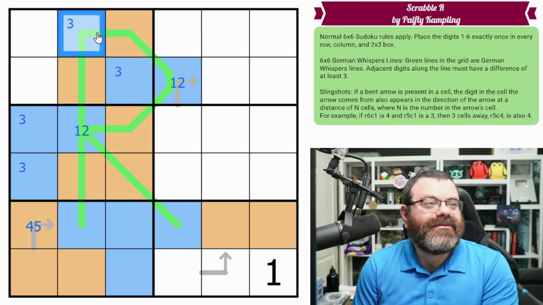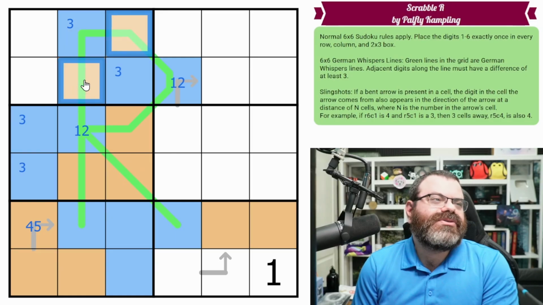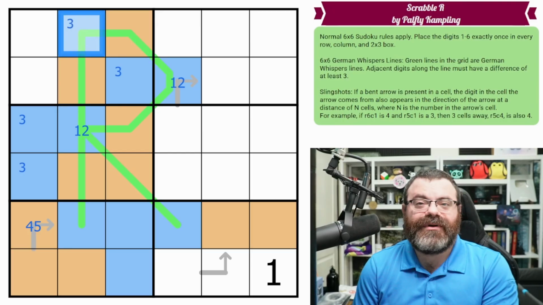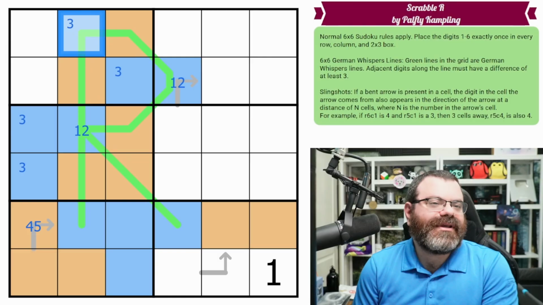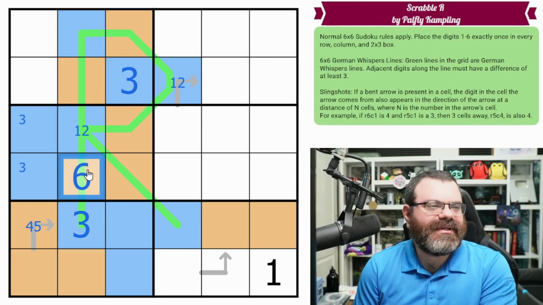Now, can this be a 3? No, because anytime a cell sees two others in the same row, column, or box, where these two are in the same box in this case, it can't be a 3 or a 4. 4 has the same issue. 4 can only be next to 1. So this is not the 3. And that places a 3 there. That places 3 here. Now remember, 3 has to be next to 6.